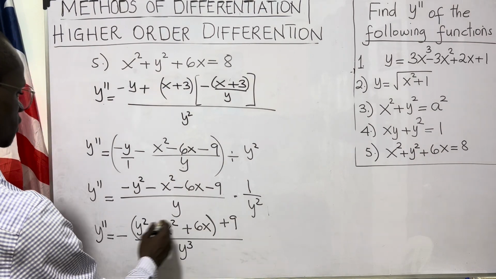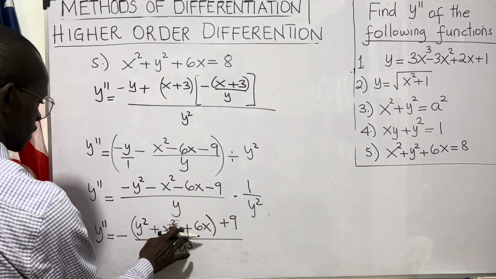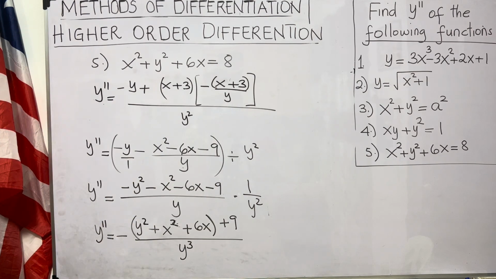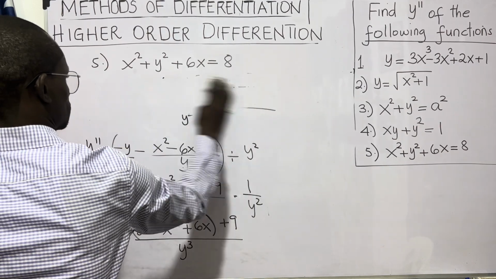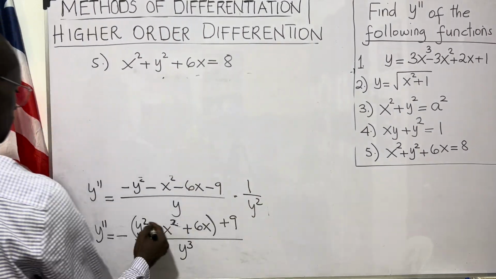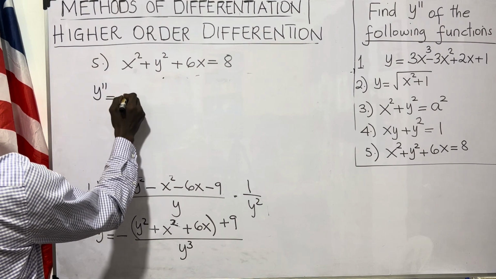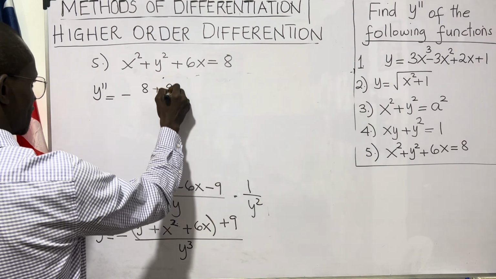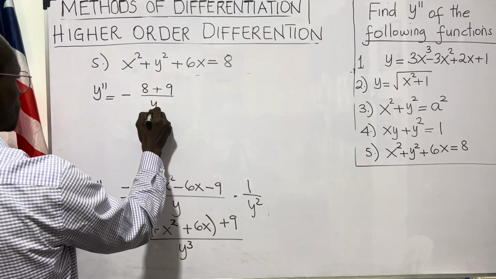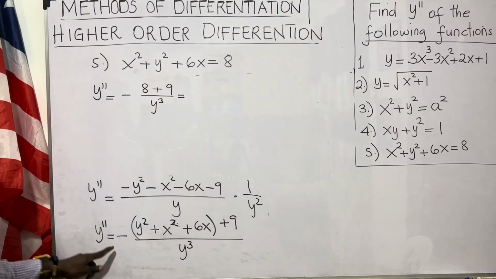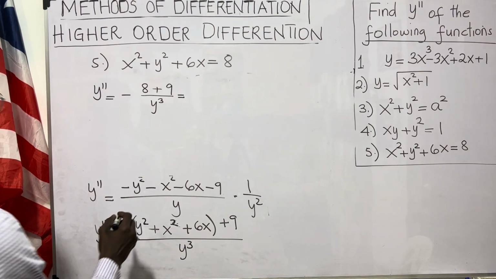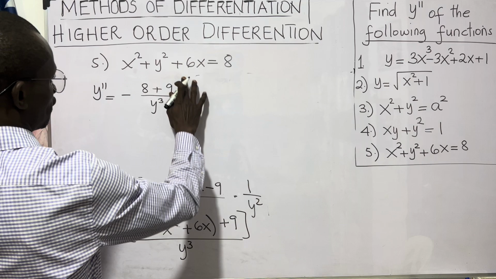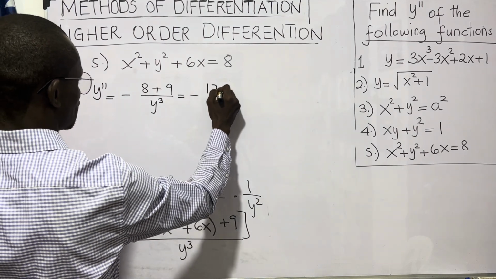So this entire expression here is just equal to 8. So you have y prime prime equals negative 8 plus 9 all over y cubed. So this whole thing is just 8. Remember, we already factored out this negative. So now 8 plus 9 gives us 17. So it's negative 17 all over y cubed.